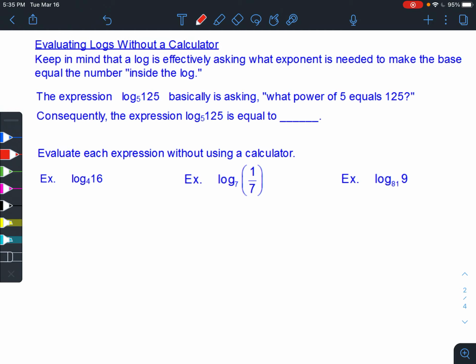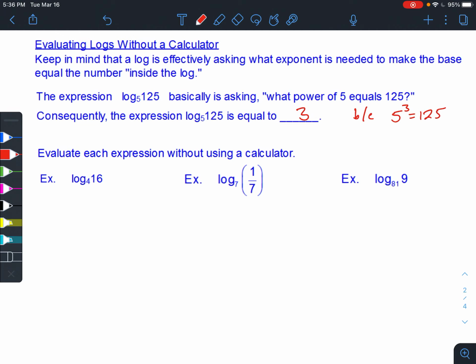So the expression log base 5 of 125 is basically asking what power of 5 equals 125. That's all it's doing. Consequently, the expression log base 5 of 125 is equal to 3, and of course, in case that's not obvious, it's because 5 to the third equals 125. So again, you're asking what exponent takes the subscript to being the normal font number. All right, so that's the deal.